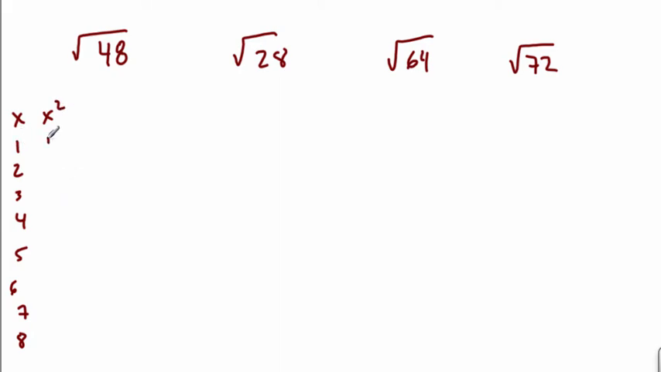So 1 times 1 is 1. 2 times 2 is 4, 3 times 3 is 9, 16, 25, so on and so forth. It's good to have this list to look at when you're simplifying these radicals. You can go up as high as you need to, but we're going to start with 48 here.